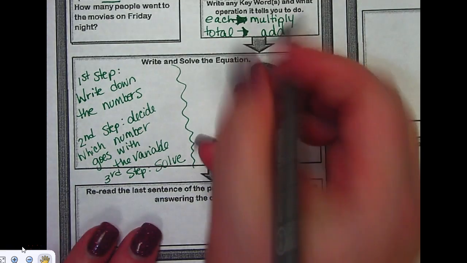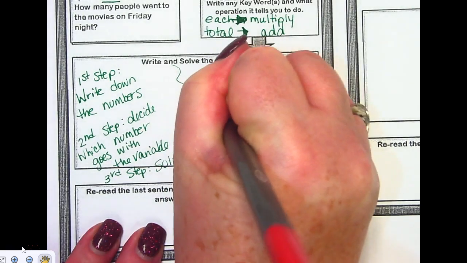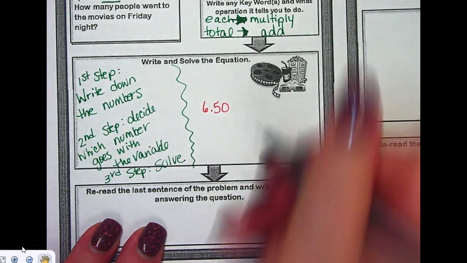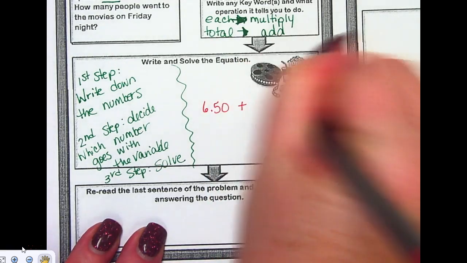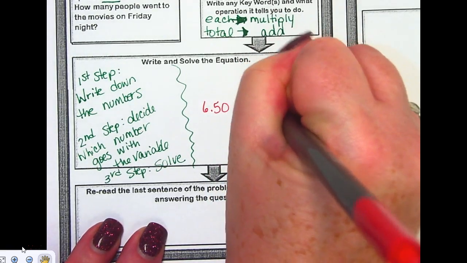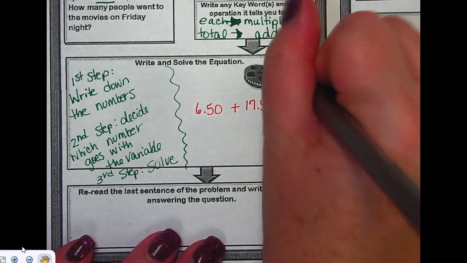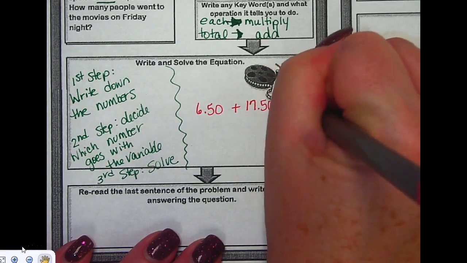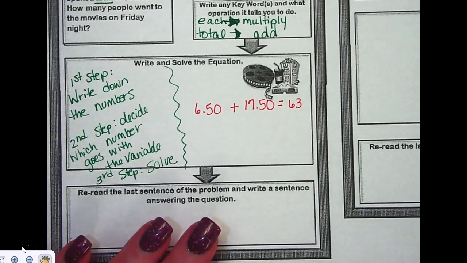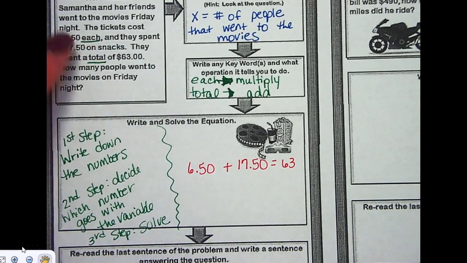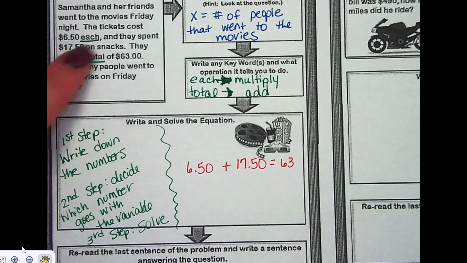So what are the numbers I need to write down? Somebody tell me one of the numbers I need to write down. Mackenzie? $6.50. So we spent $6.50, and we also spent what? $17.50 on snacks. And when I add up all the money I spent all together, how much does it equal? $63 is my total. So I just went back to the problem. I had the $6.50, I had $17.50, and then when everything was done, I spent a total of $63.